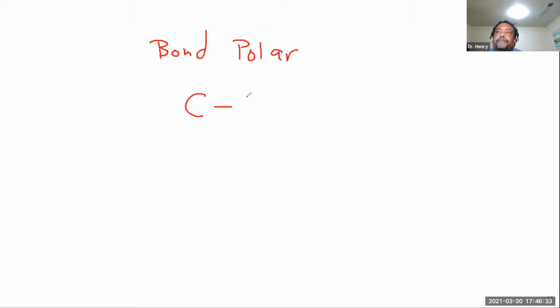Bond polarity. It deals with when we're talking about bonds, particularly covalent bonds. So a covalent bond is when electrons are being shared between two atoms so that they can act as if they're reaching their octet.